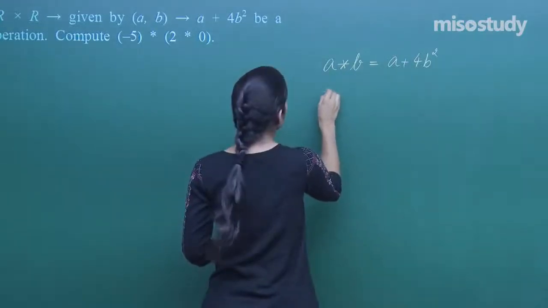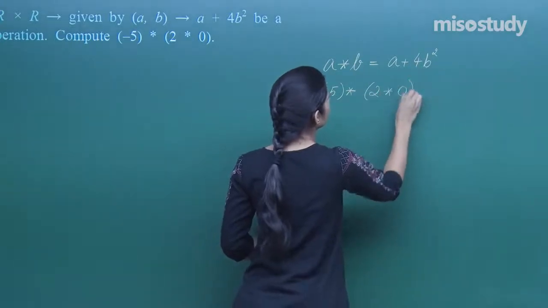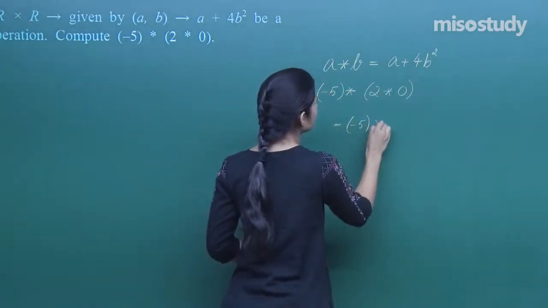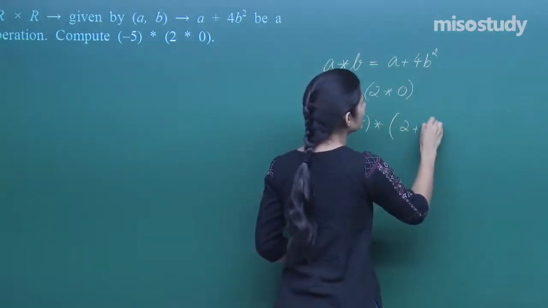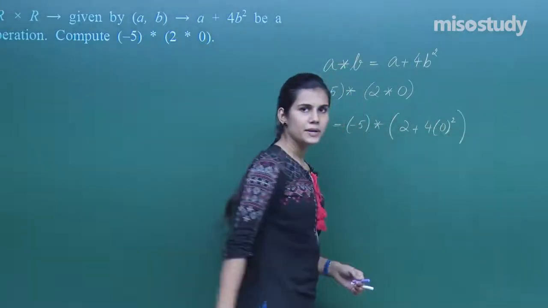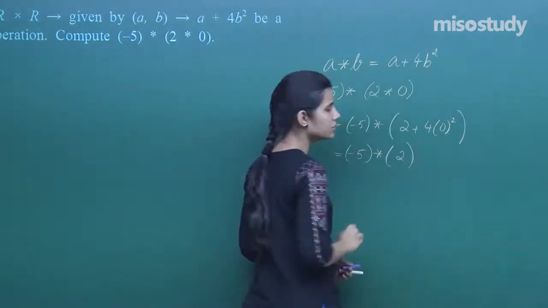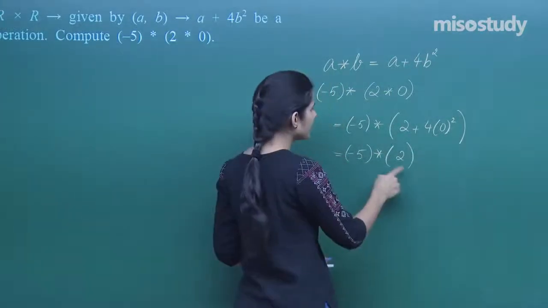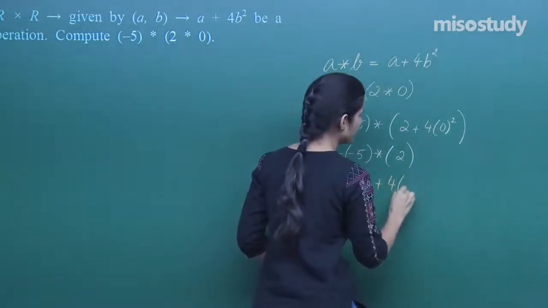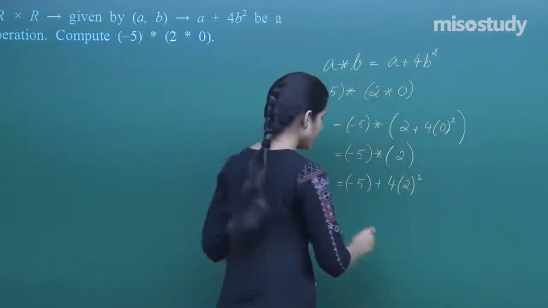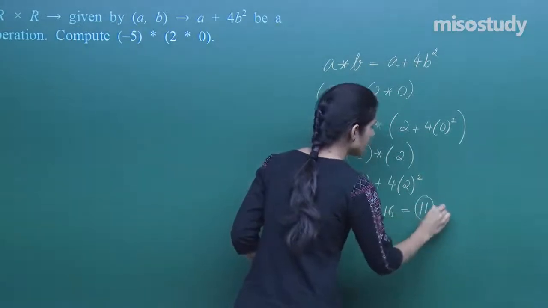I am being asked to compute minus 5 star 2 star 0. This is what? Minus 5 star, keep it as it is, 2 star 0. 2 star 0 is 2 plus 4 times 0 square by the definition. This gives me minus 5 star 2 because this is 0. Minus 5 star 2 is minus 5 plus 4 times 2 square. This gives you minus 5 plus 16, that is 11.